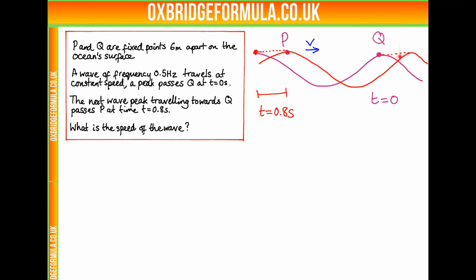We could look at the distances travelled by these peaks. We know that one wavelength is the distance between where the peak was at t equals 0 and Q. So one wavelength must be the distance 0.8v, the distance it took to get to P, and then add the 6 meters to get to Q, because we know they're 6 meters apart. So this must be one wavelength.